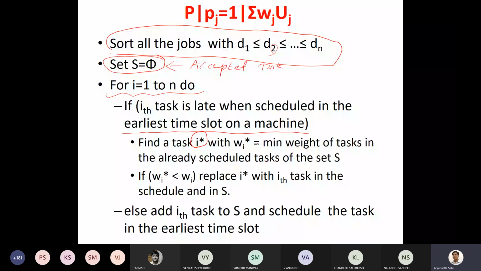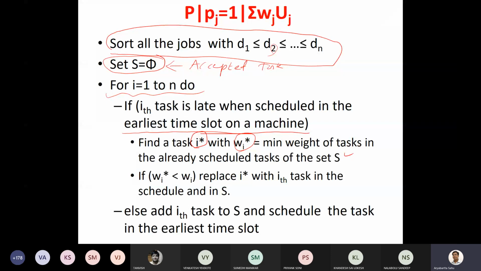Suppose for the 11th task you are not able to find a slot within that deadline, D11 timing. If you are not able to do that, then what will you do? You try to find, among the already scheduled 10 tasks, whichever has lesser weight. If the lesser weight task is getting scheduled and this 11th task has higher weight, then take out the lesser weight task and schedule the new one. If W i star is less than W i, then replace i star with the higher task.